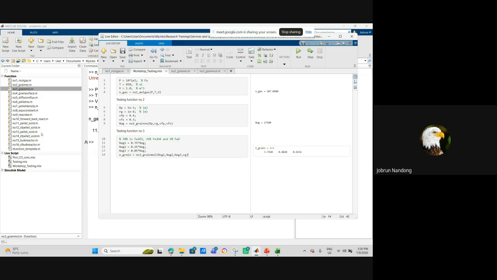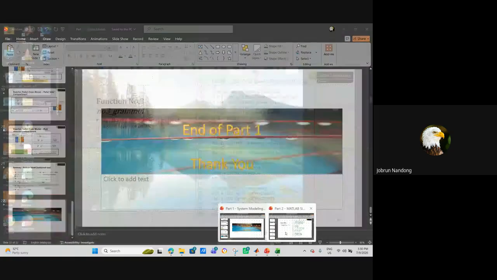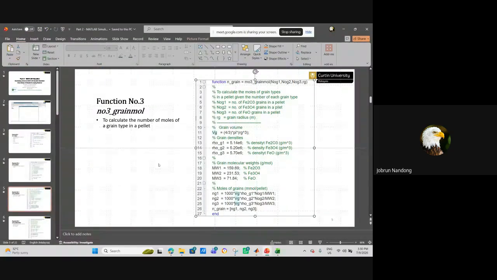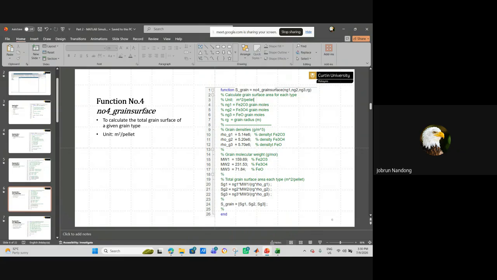All right, so that's number 3. We can go to the next one. So we go to the surface. We want to calculate the surface area of the grain. Function number 4 is to calculate the total grain surface of a given grain type. Any type could be Fe2O3, FeO, or Fe3O4. This one has unit of meter square per pellet. We can write that. So this is a function that already returns.